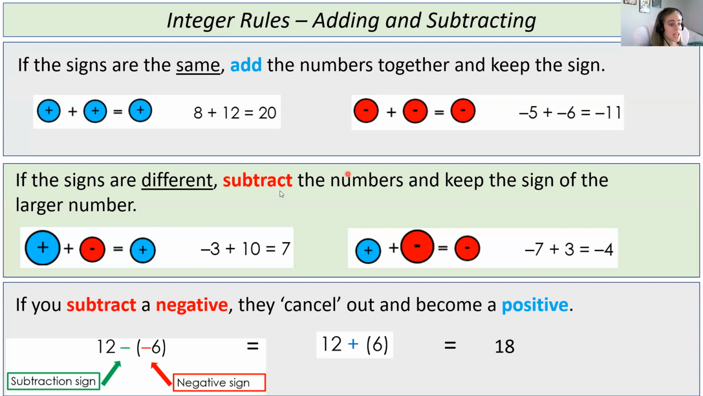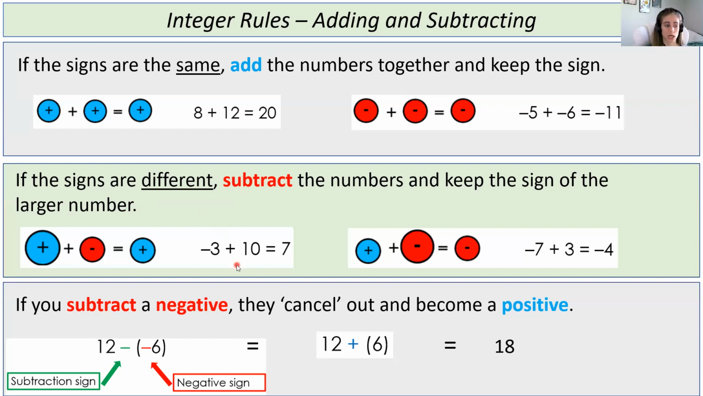All right. The second rule takes a little bit more concentration. If you notice that your signs are different, so you have one of each, a positive and a negative, you subtract the numbers and keep the sign of the larger number. So if you have opposite or different signs, subtract and take the sign of the larger number.